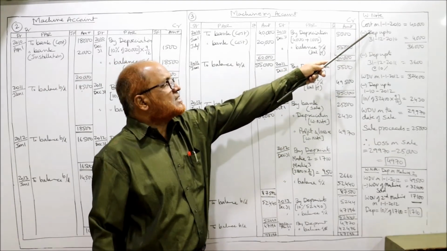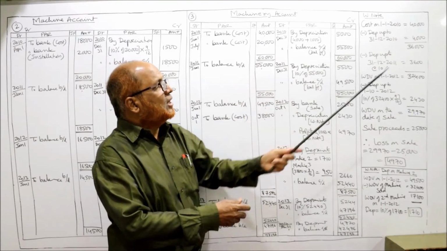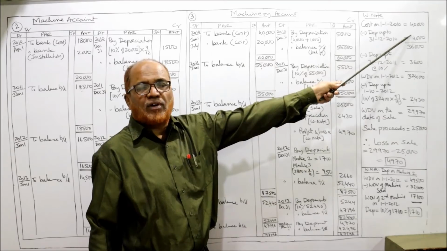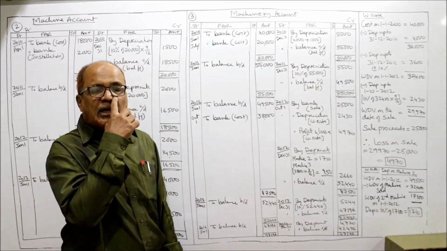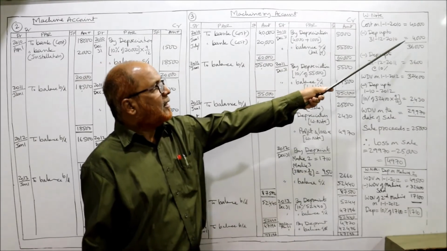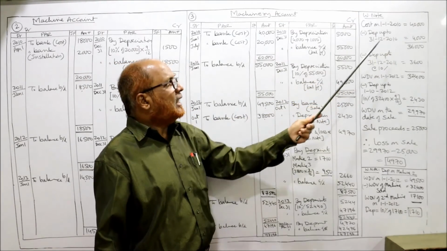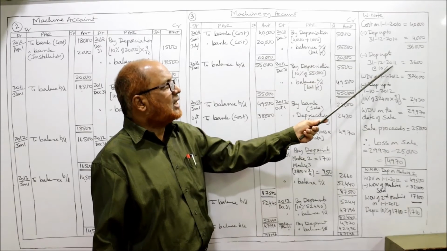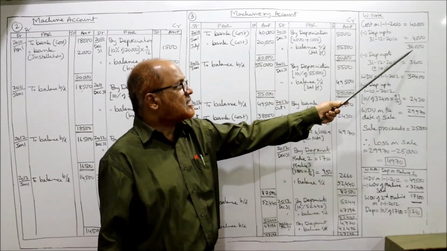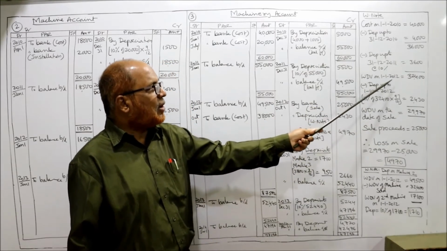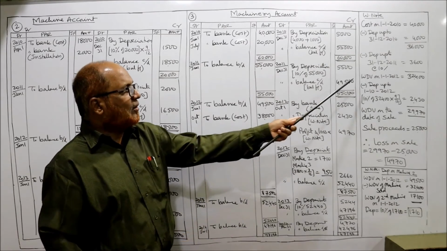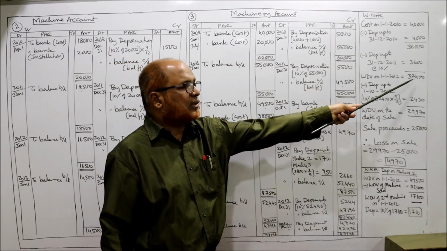Cost of the machine on 1st January 2010, 40,000. Less depreciation up to 31st December 2010, 1 year depreciation, 4,000. Deduct 4,000, 36,000. Less depreciation up to 31st December 2011. So 10% of 36,000, 3,600. Subtract 3,600. WDV on 1st January 2012, 32,400.